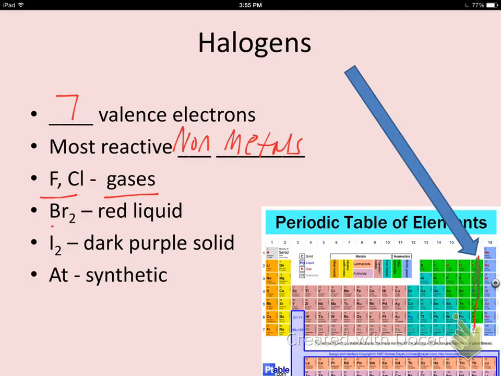So fluorine and chlorine are gases. Bromine is a red liquid. Iodine is a beautiful dark purple crystal. And astatine is synthetic, which means it's man-made. So really very different things in that group, but all very reactive nonmetals.